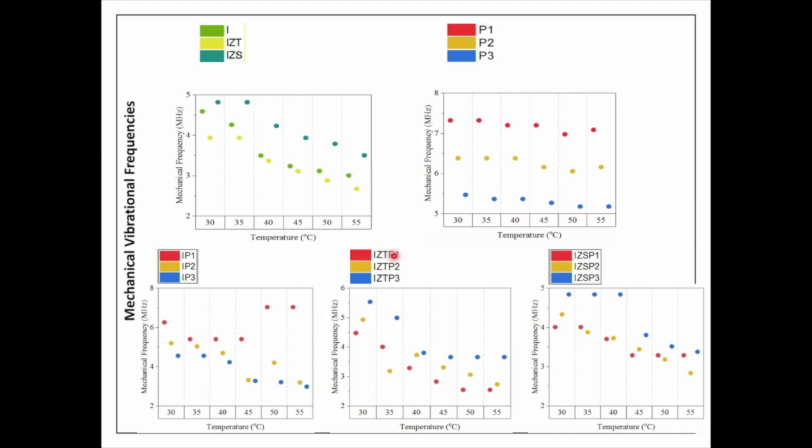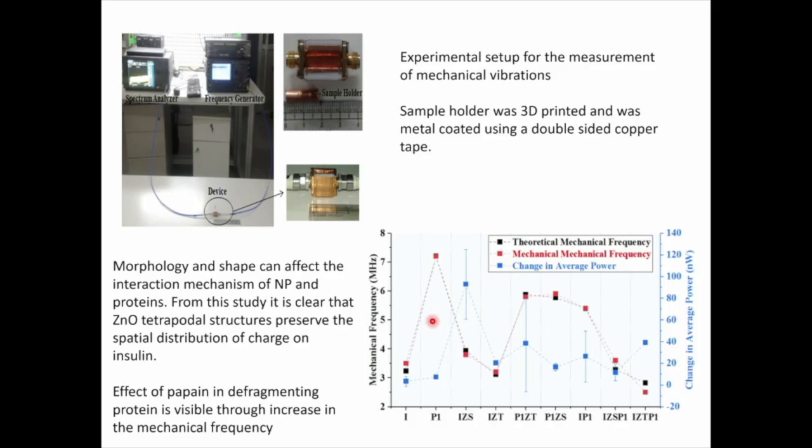But on adding tetrapodal structure, we see that this trend of increase in mechanical frequency is reversed, and the mechanical frequency goes down. So it indicates that the tetrapodal structure at least prevents the fragmentation of proteins, and there is an unfolding mechanism that is taking place. The same is also observed with spherical particles. However, we see that the rate of decrease in mechanical frequency with spherical particles is slower than with the tetrapodal structures.